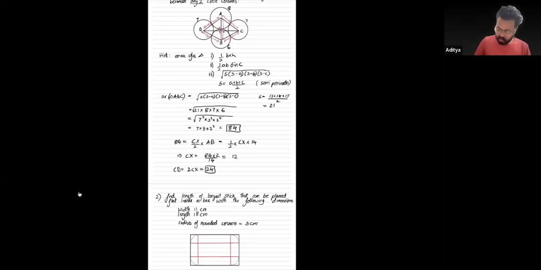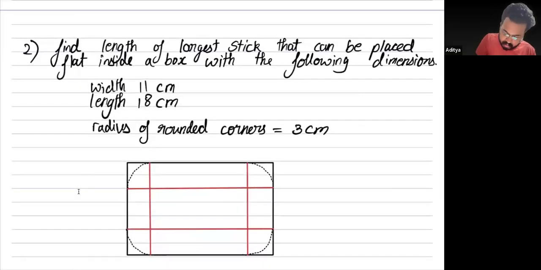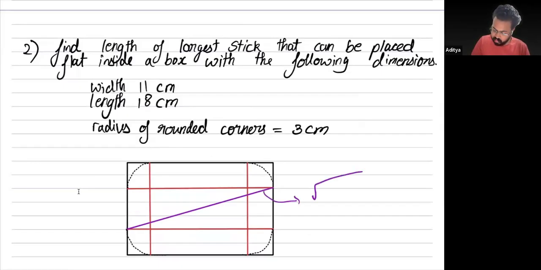See, obviously the answer should be more than 18 centimeters, correct? Because with 18, I can place a stick right like this, and I'm done. But there is a better way, or a larger length to get. For example, this. But we can do much better than this. You can actually calculate this length. It will come out to be under root of 18 square plus whatever is this other length.